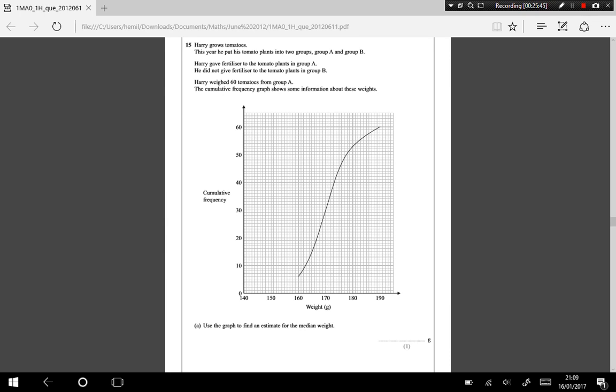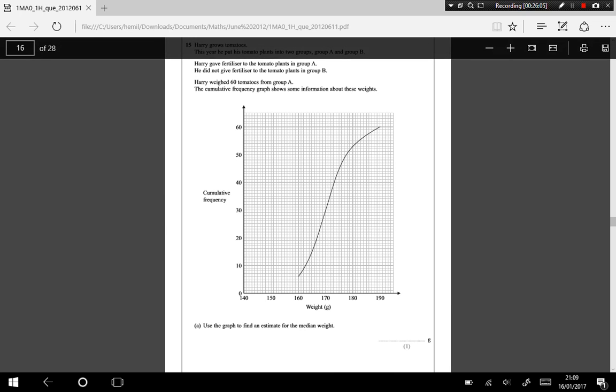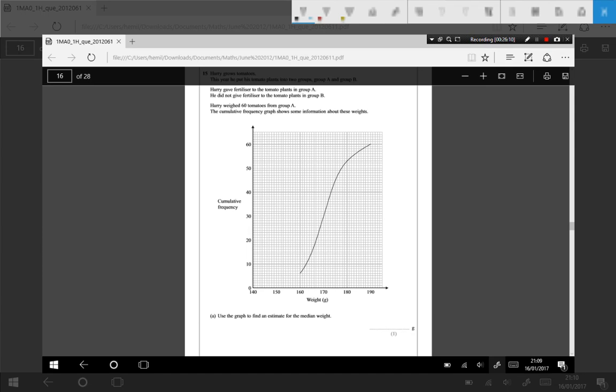Harry grows tomatoes. This year he puts his tomato plants in two groups, group A and group B. Harry gave fertilizer to the tomato plants in group A. He did not give fertilizer to the tomato plants in group B. Harry weighed 60 tomatoes from group A. The cumulative frequency shows information about these weights, and there's a cumulative frequency diagram. Use the graph to find an estimate for the median weight. And all you have to do for this question is look how many there are in total. So there's 60. Do 60 divided by 2 is 30.